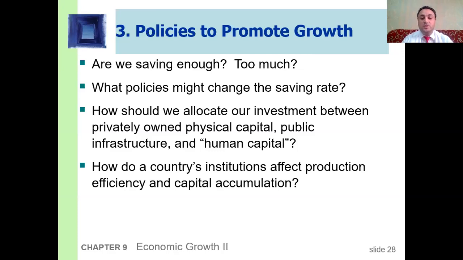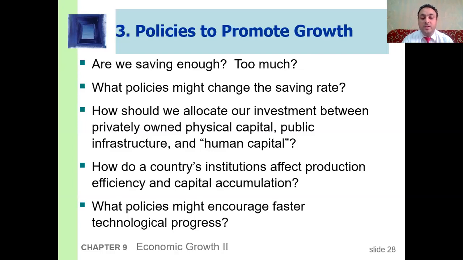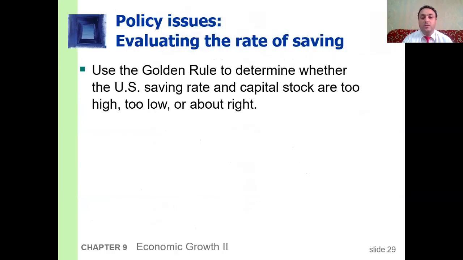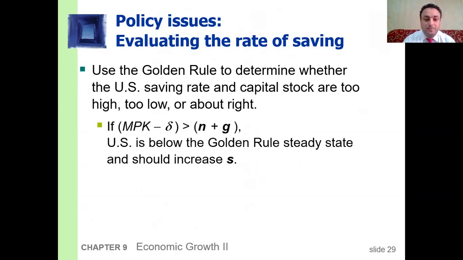How do a country's institutions affect production efficiency and capital accumulation? It's also important. What policies might encourage faster technological progress? Okay, so first, evaluating the rate of saving. Using the golden rule to determine whether the saving rate of the United States, for example, and the capital stock are too high, too low, or about right. So we have to evaluate it first.